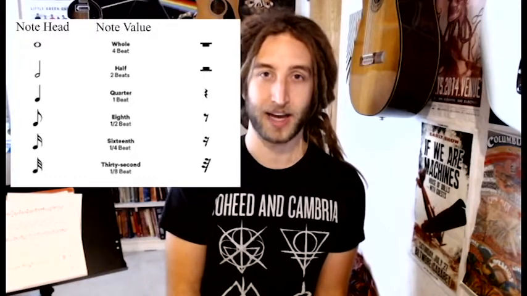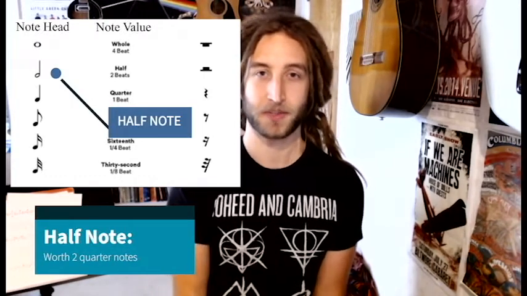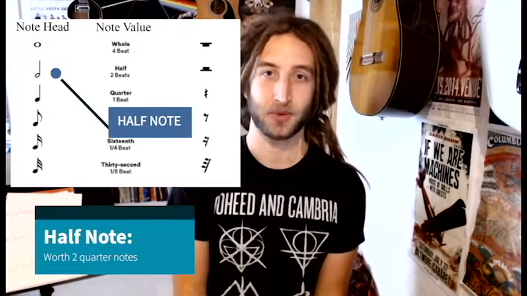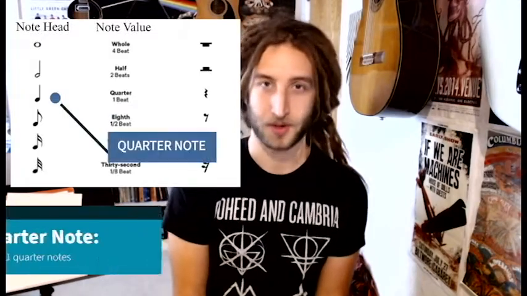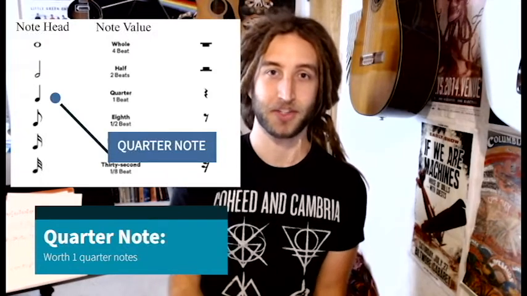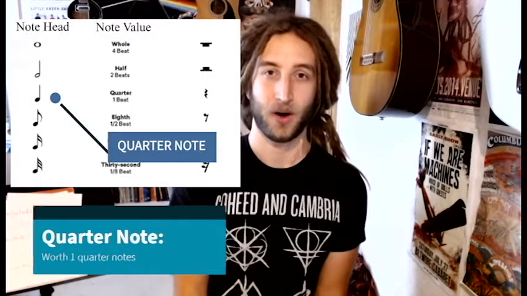The one right below that is called a half note. Now a half note is given 2 quarter notes. So it would be counted 1, 2, 3, 4, with the note played on 1 and held through 2. So a half note is equal to 2 quarter notes. Now a quarter note is just given 1 quarter note. It is just 1, and if there were 4 quarter notes in a measure, it would be counted 1, 2, 3, 4 with 1 quarter note on each beat.